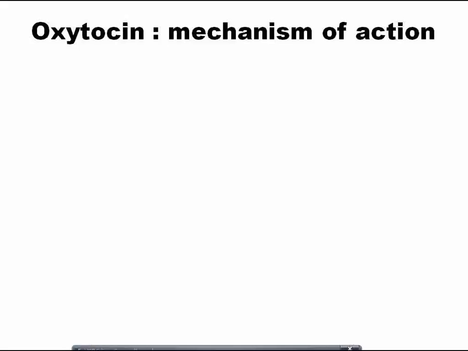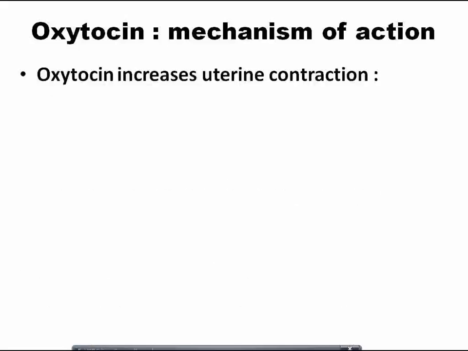Oxytocin increases uterine contraction. So the whole summary is: oxytocin acts directly on the uterine smooth muscles to contract, stimulates formation of prostaglandins, and prostaglandins again enhance oxytocin induced contractions.